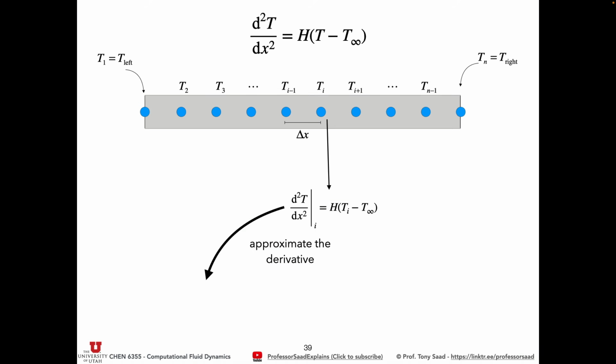So now we approximate the derivatives. Well, guess what? We kind of learned that. If you don't remember it, go back to that slide where I have the list of derivatives. This is simply the second derivative. It's a central approximation. It says that the second derivative at point i is this balance between the temperature at i minus 1, minus twice the temperature at i, plus the temperature at i plus 1. So you're saying there's a contribution from this temperature and this temperature to the second derivative over here. And that's equal to h times (Ti minus T infinity).